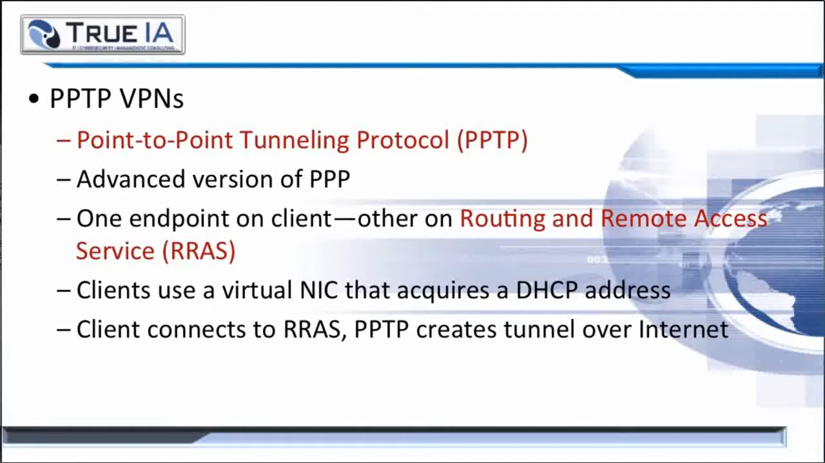So with PPTP, the Point-to-Point Tunneling Protocol, the more advanced version of PPP, one endpoint is the client. The other is the Routing and Remote Access Server, or the RAS. Clients use a virtual NIC that acquires a DHCP address from the RAS. The clients then connect to the RAS via PPTP and create a tunnel through the internet.